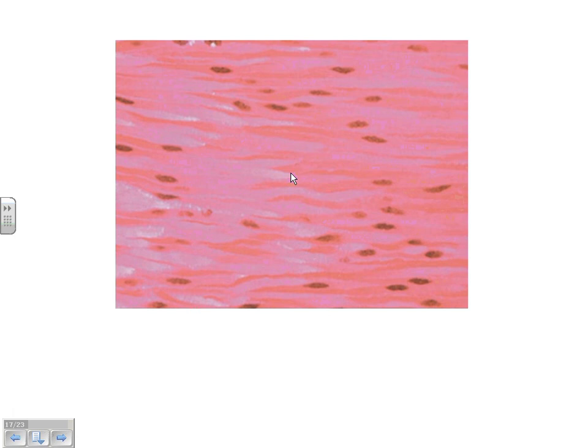What's this? Smooth muscle, very good. Voluntary or involuntary? Involuntary. Where's smooth muscle found? Lining of your internal organs. Okay. What's this? I missed this one last time. Come on. Good. Areolar, also just called loose connective tissue.